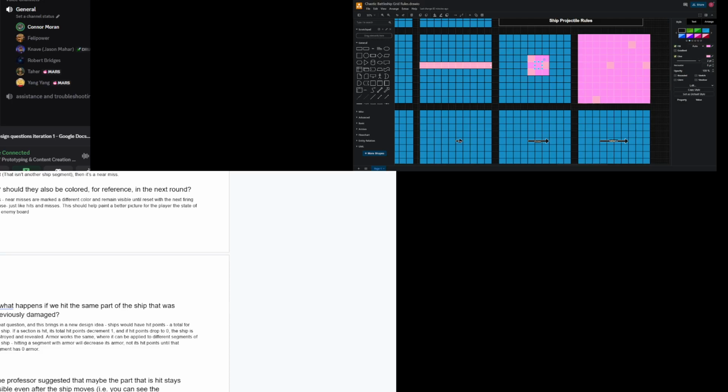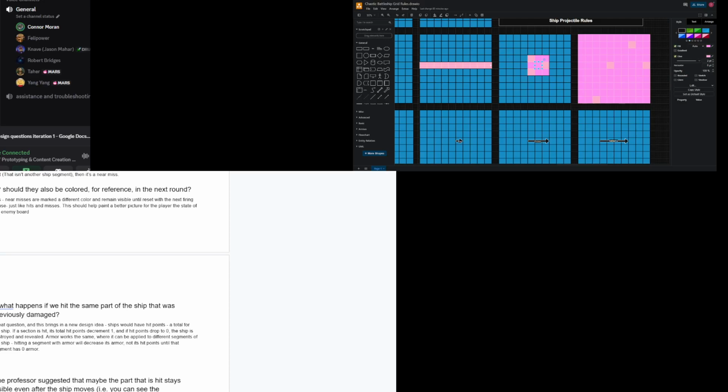What happens if we hit the same part of the ship that was previously damaged? Now that is a good question. Wait a second, did you answer that? Should they also be colored in the next round? Yeah, so it's marked a different color and remains visible until the next firing phase. Okay, so they will remain there for one round. Yes.